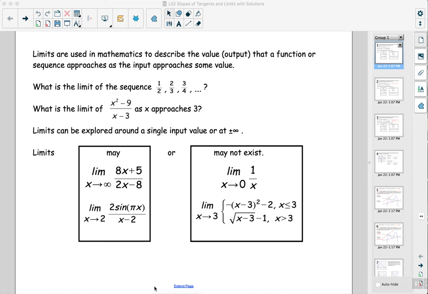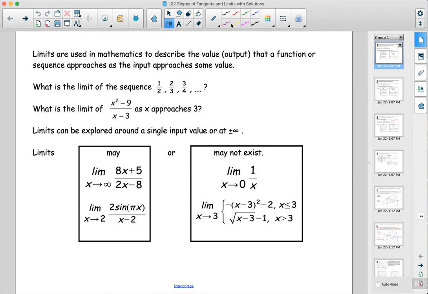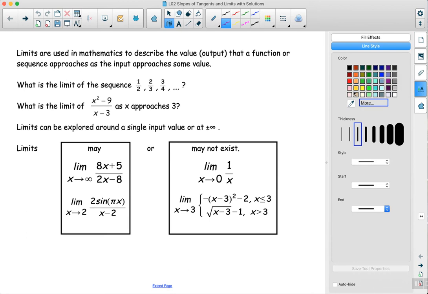Okay, so this is going to be Unit 1, Lesson 2. We're going to be talking about slopes of tangents, and we'll be looking at limit stuff. Just going to again make sure my pencil is the right thickness. There we go.